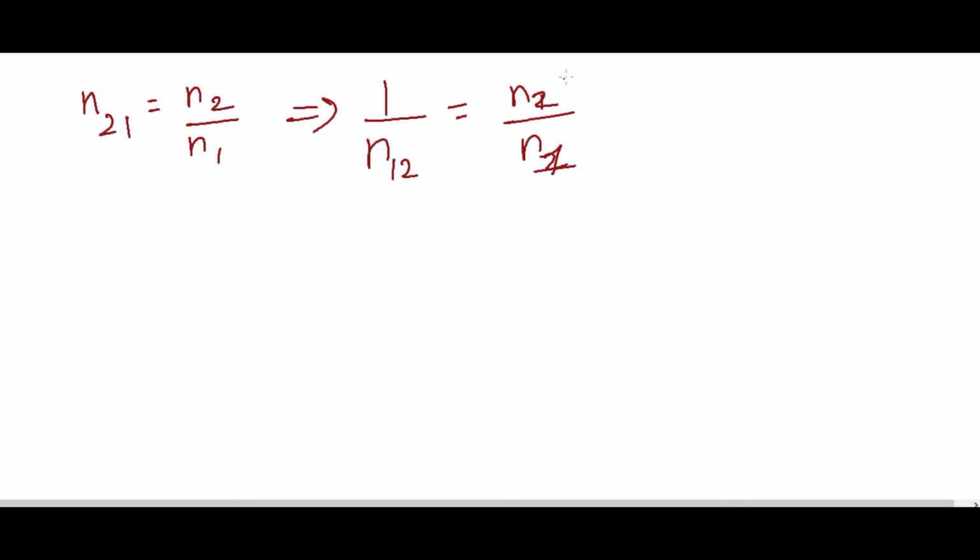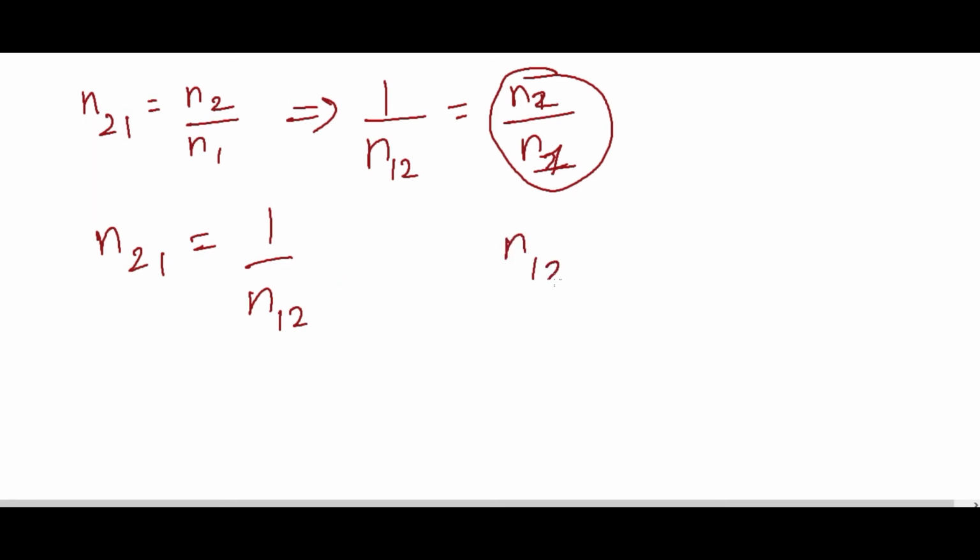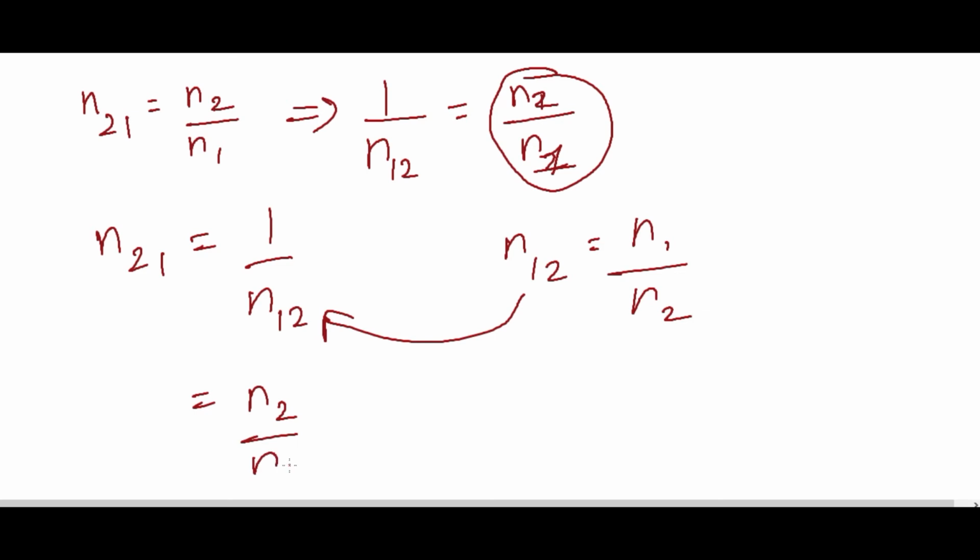I will explain this again. I can write this n21 as 1 by n12. Why? Because I know n12 is nothing but n1 by n2. If I reciprocate, it will give you the value of n2 by n1. That's why I just made the change over here. If it is directly n12, then n1 by n2 will come. Okay. So it's another way of remembering the formula.